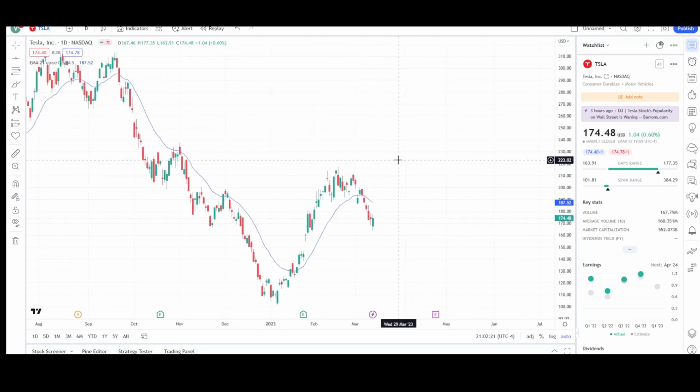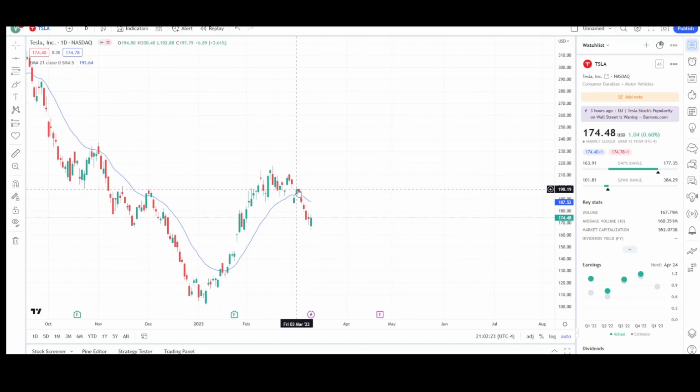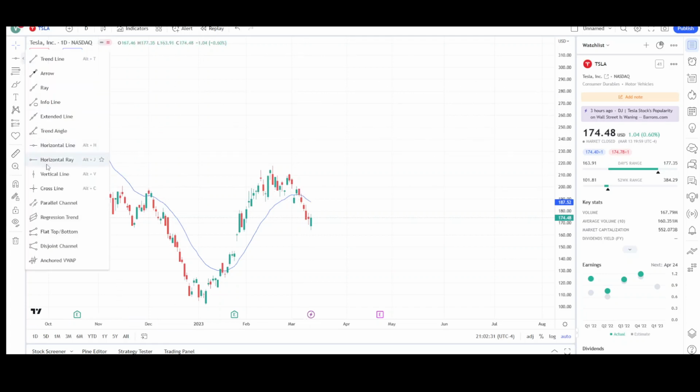Now let's take a look at the daily chart for Tesla. So right about here, I was expecting higher prices last Monday. Tesla was at the 198 level. And why was I thinking higher prices? Well, let's go over that.